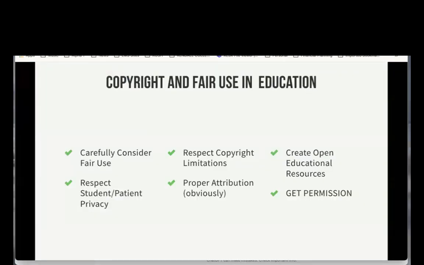So when you're thinking about using materials, you want to first be very careful about whether or not it's fair use. And if it is fair use, be prepared, think it through, and does it meet those criteria that we talked about earlier? You always, of course, want to respect student and patient privacy, no matter what you put up anywhere. And that one's not even really a copyright issue, but I just put it in there because it's so important on so many different levels that it belongs in every list.